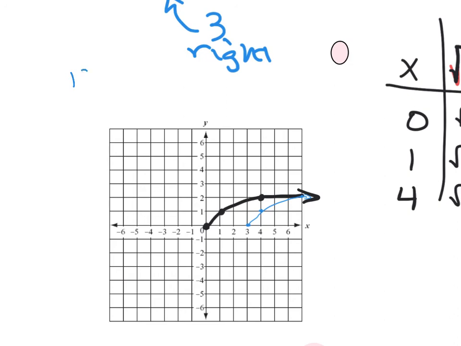So first I'm doing the right. Second, I'm going to do the up. So 2 up. So now take each of the blue ones, go up 2, and then connect them with the same shape that the parent takes on.